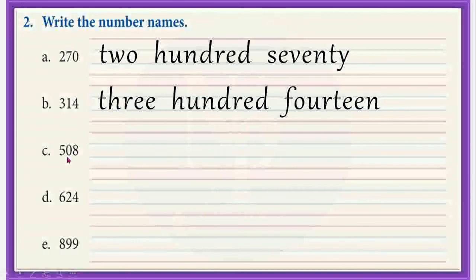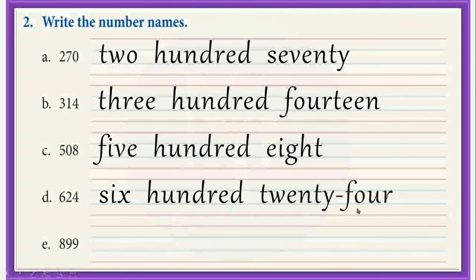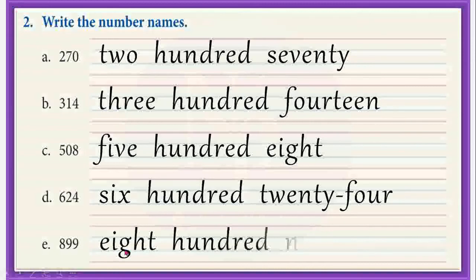This is how you read this number. This is 508. D, 624. How is this number read? This number is read as 624, which is the number name of this number. E, 899. The number name is 899. Right? 899 in front of this. Write all these number names neatly with correct spellings.